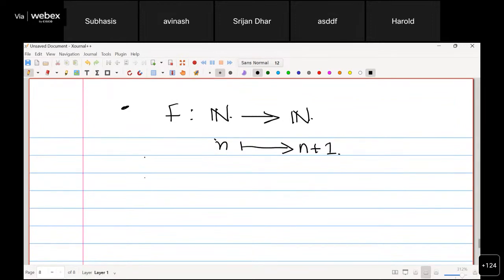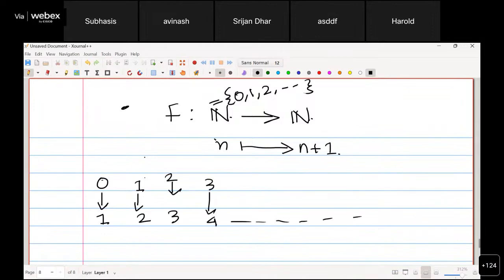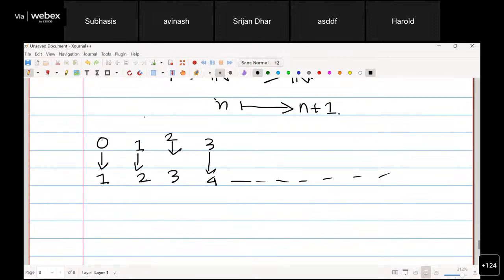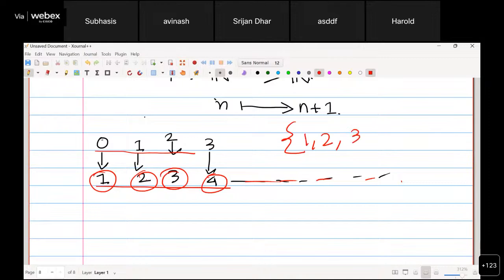Correct. 1 to infinity. So if you see, this domain is basically 0, 1, 2 up to infinity. If I take 0, then I will get 1. If I take 1, I'll get 2. If I put 2, I'll get 3. If I take 3, I'll get 4, and so on. So this is my input and these are my output. So the range of this function is basically 1, 2, 3, 4, and so on.